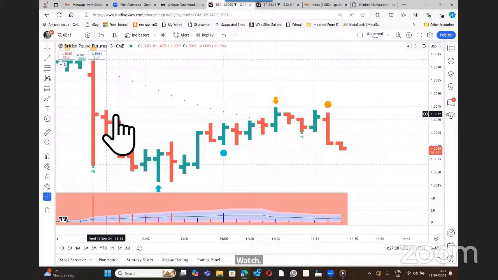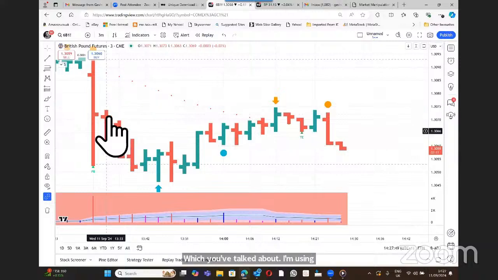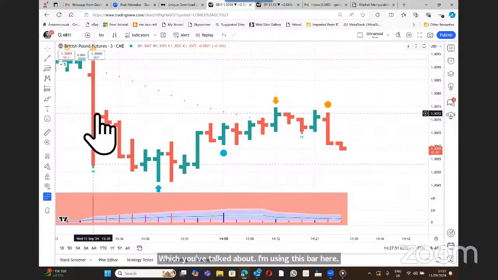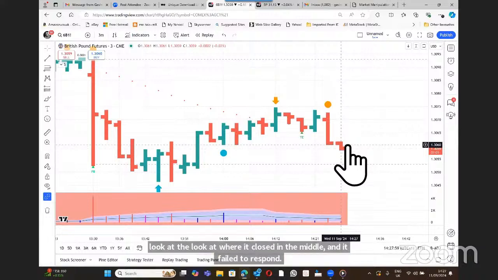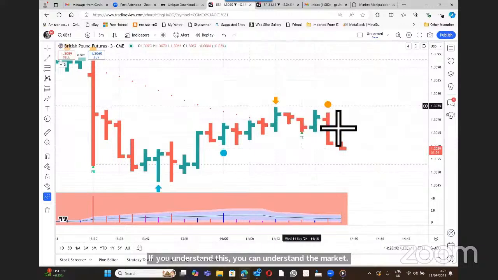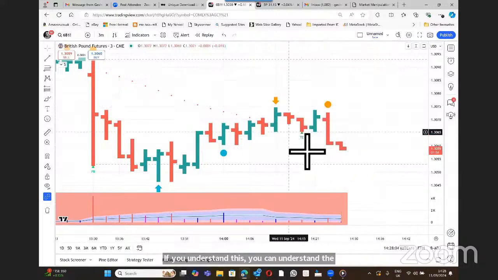And just to be clear, because we're on YouTube and people are emailing me, how are you calculating that? I'm using Wyckoff. I'm using Cargill charts that Tom taught me. I'm using SMI, which you've talked about. I'm using this price bar here, where look at where it closed in the middle, and it failed to respond. If you understand this, you can understand the market. But then you've got the SMI saying that's going to fall. Well, because it will. Watch.